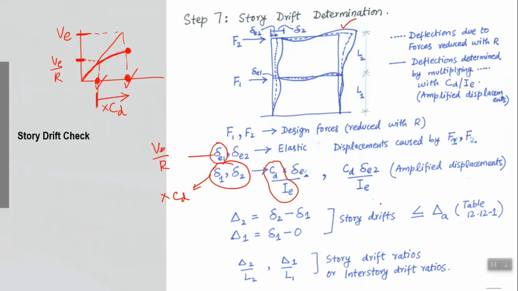So there is a check that the capital delta, which is the inter-story drift, the difference of the amplified deflections of the two stories, should be less than an allowable value, and that allowable value is actually prescribed in 12.12-1. So actually you have to calculate all the story drifts for all your stories and check against the allowable values, right?